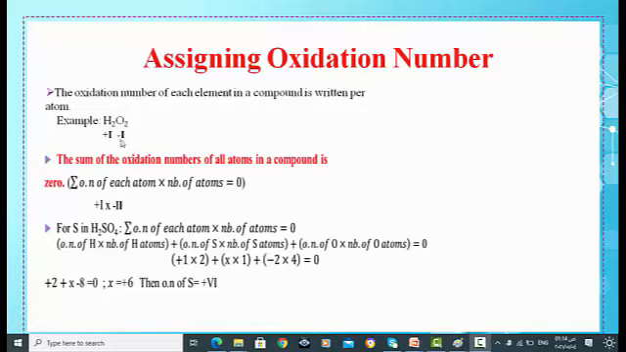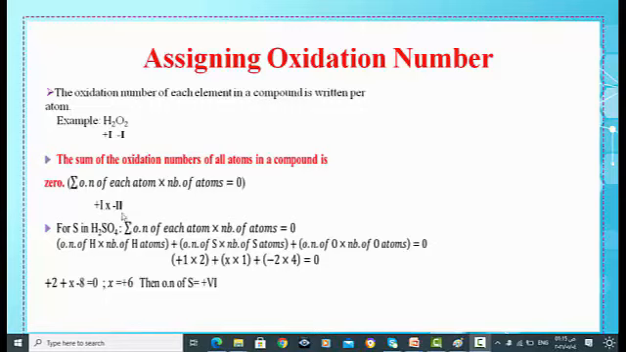The sum of oxidation numbers of all atoms in a compound is 0. It means that the sum of the oxidation number of each atom multiplied by the number of atoms of this atom is equal to 0. For example, here in H2SO4, we know that the oxidation number of hydrogen is +1.